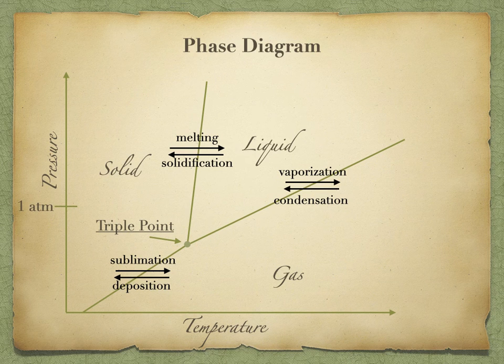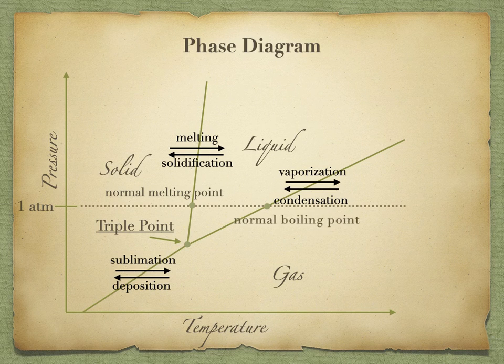And again, as I said before, typically when we're thinking about states of matter and state changes, we're thinking at 1 atmosphere of pressure, or at fairly normal pressures. And when we cross those lines at 1 atmosphere of pressure, we have what's called the normal melting point, which is the temperature at which that substance turns from a solid to a liquid at 1 atmosphere. And then we have the normal boiling point, which is the temperature at which a liquid goes to a gas at 1 atmosphere.